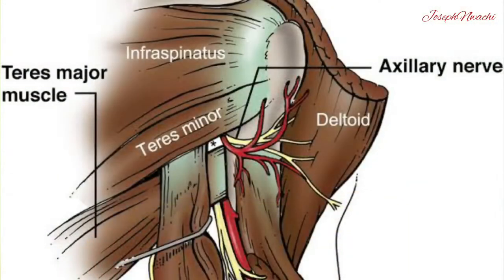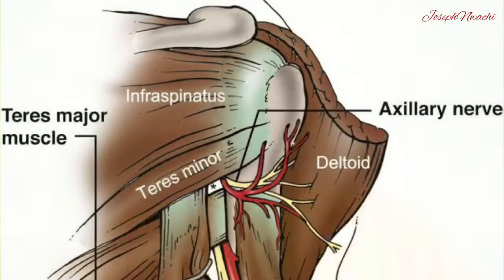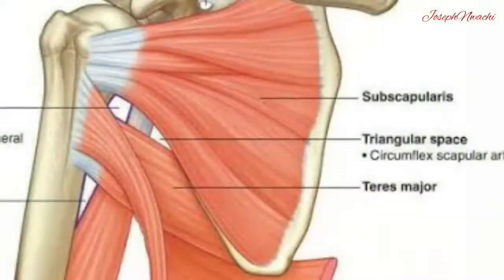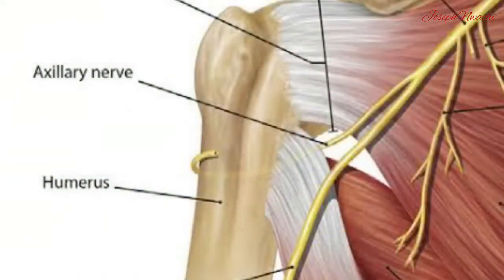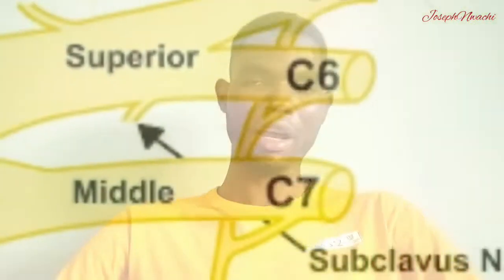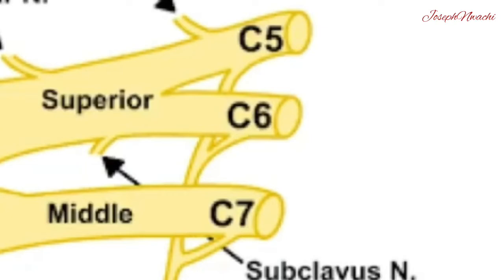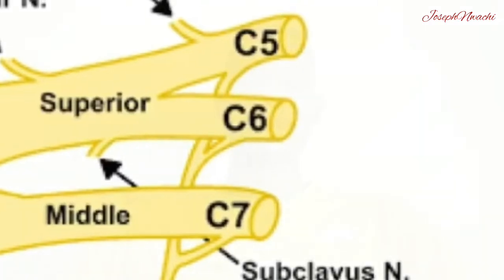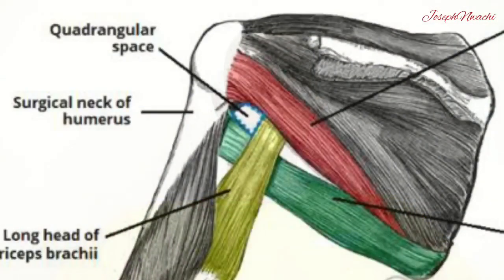The axillary nerve starts from the axilla of the upper limb. It lies posterior to the axillary artery and anterior to the subscapularis muscle. It has its nerve root, as I said, as C5 and C6. This is the nerve root of the axillary nerve. It leaves the axilla through a space known as the quadrangular space.